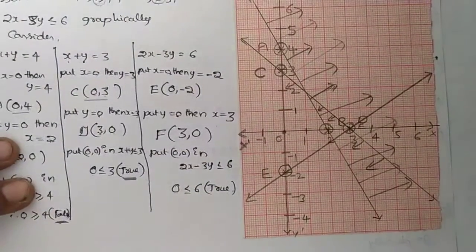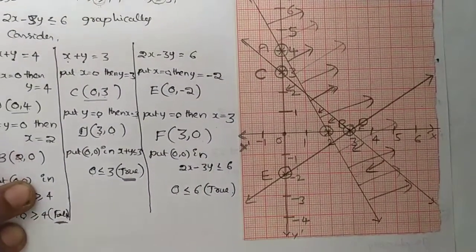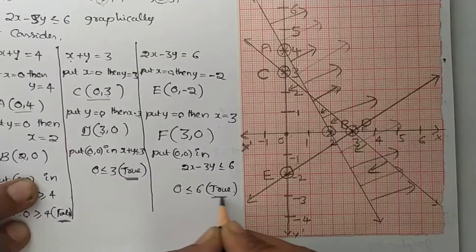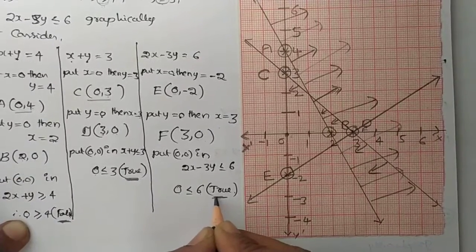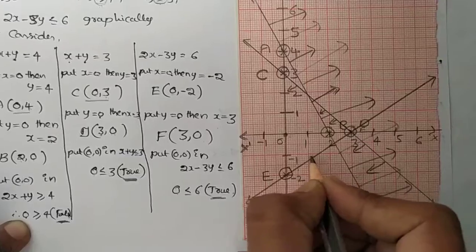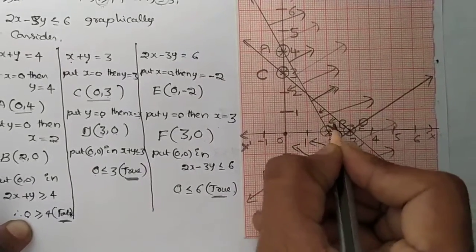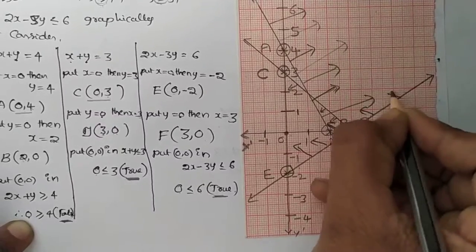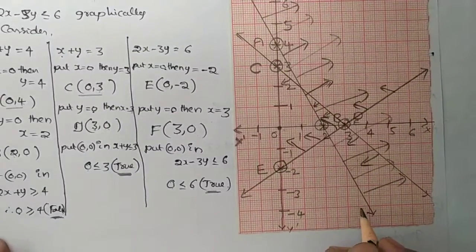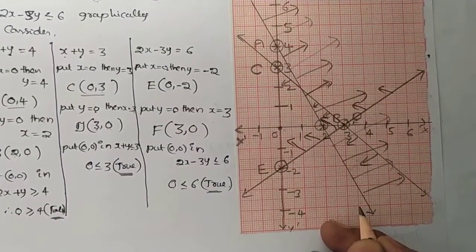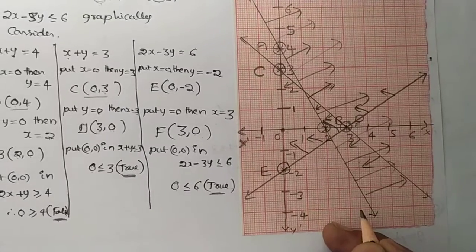Now this third inequality is giving true. If it is true, where we have to shade? Towards the origin. It is the origin. Towards the origin we have to shade, right? Now you just see that where is the solution region.